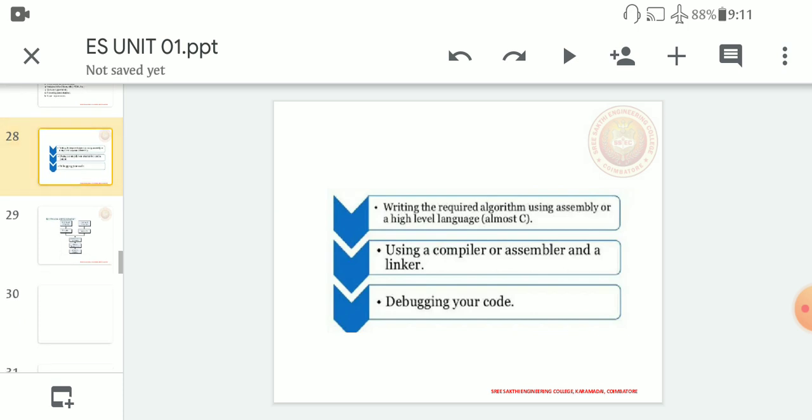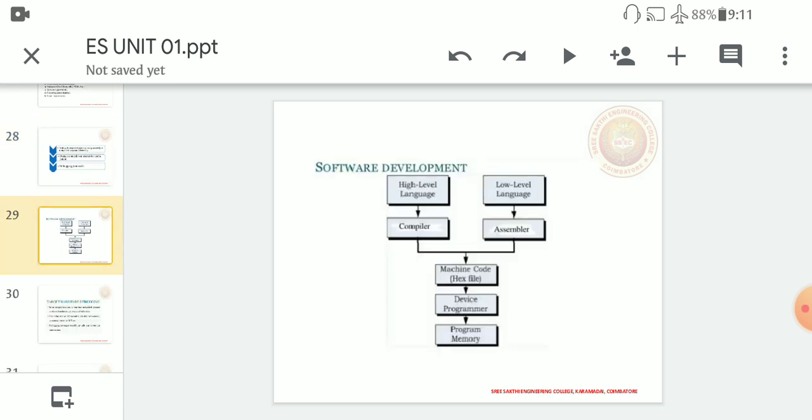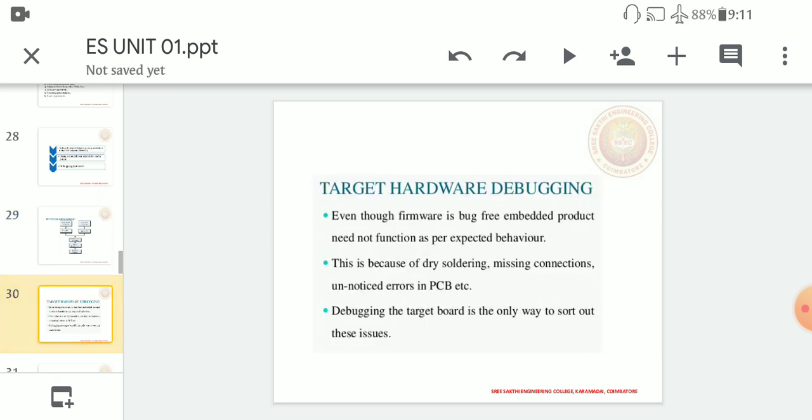So it is coming in the upcoming slides. So here, for software development: high level language, low level language, compiler and assembler. It again comes into a machine code, device programmer and a program memory. So this is how software is developed. So it is an overall concept, not on the specific.